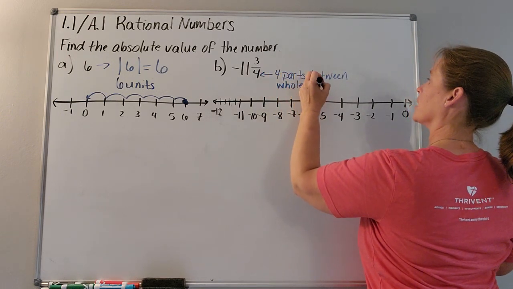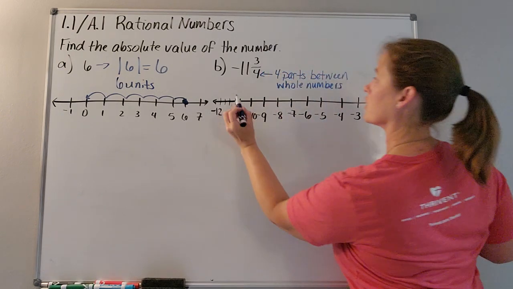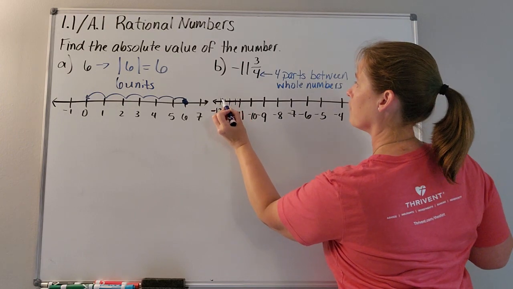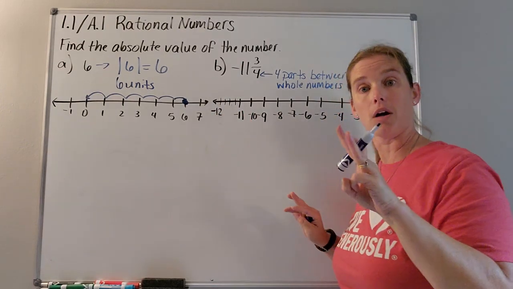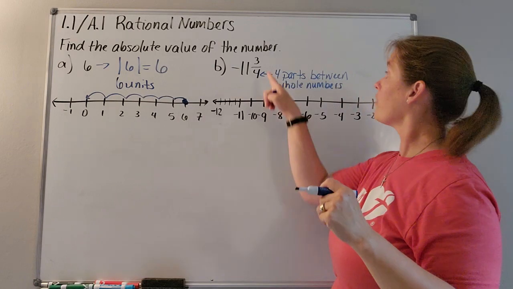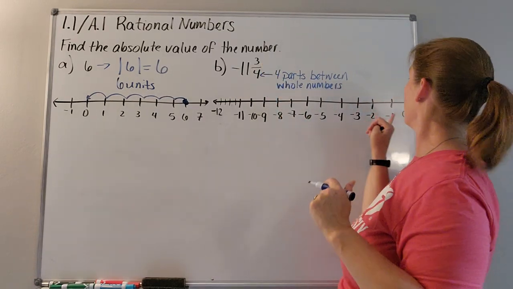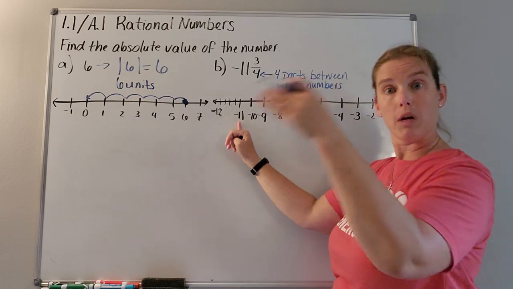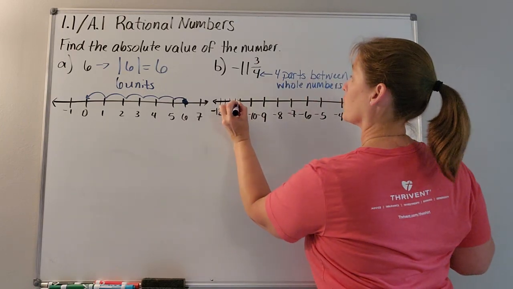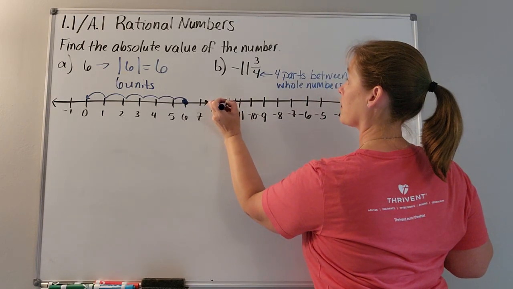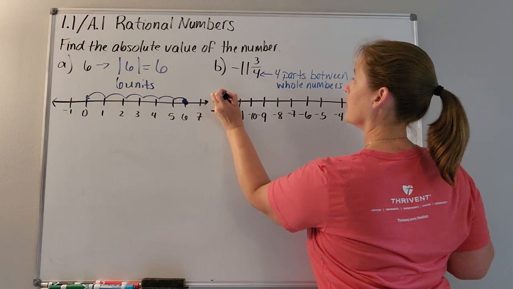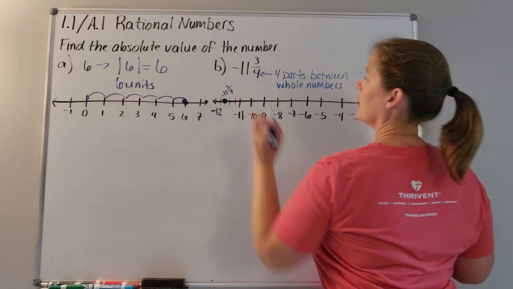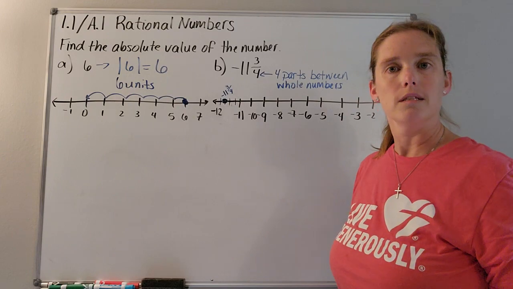That's what the denominator tells you, and you can see that. There's 1, 2, 3, 4 parts. 3 marks, 4 parts. So now if I want to go to -11 3/4, I'm going to go along the number line around -11. Now I want to go 3/4 of the way over. So I've gone through 1 part, 2 parts, 3 parts. Here's -11 3/4.